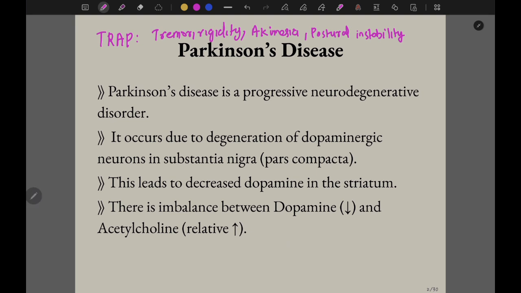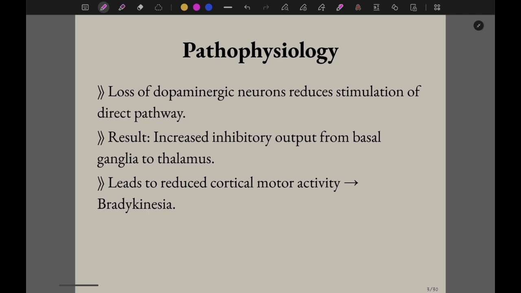Normally in the brain there is a balance between dopamine and acetylcholine, and in Parkinson's disease the level of dopamine decreases, and there is a relative increase in the acetylcholine activity. This is the major part of the physiology behind Parkinson's disease. The normal function of dopamine is that it stimulates the motor activity of the cortex, and a decrease in the dopamine level causes reduced cortical motor activity that leads to bradykinesia, and a relative increase in the acetylcholine level leads to tremors.